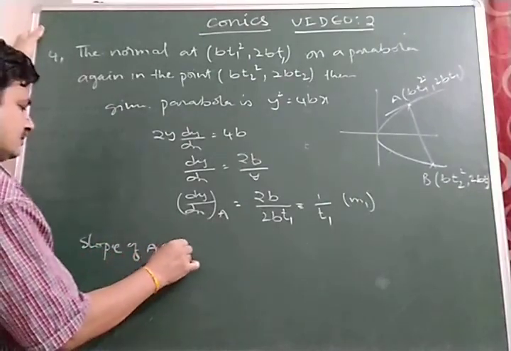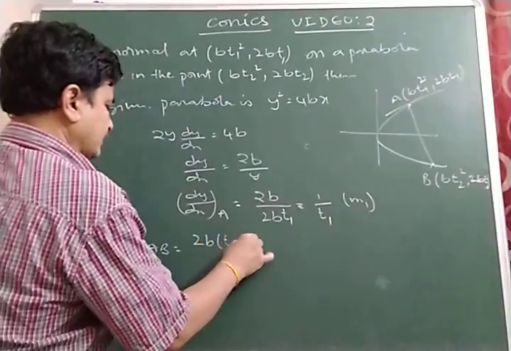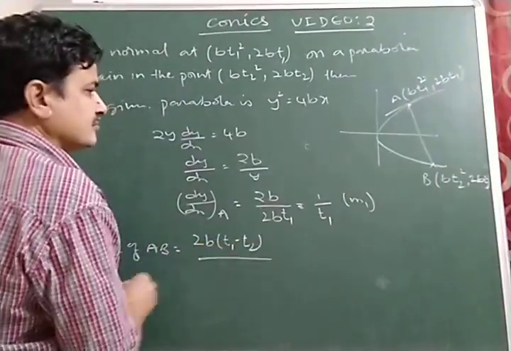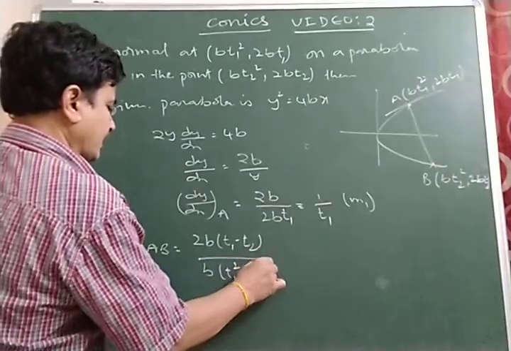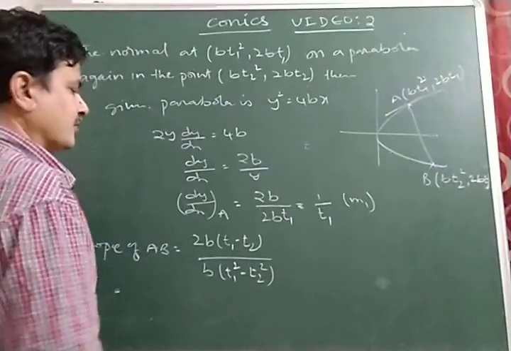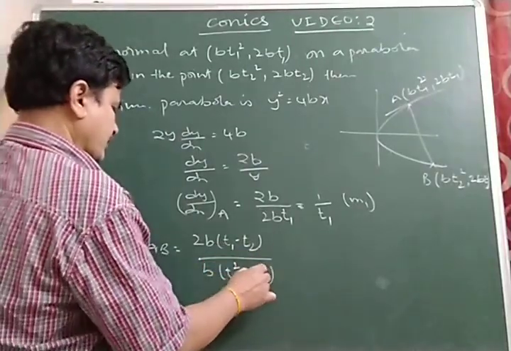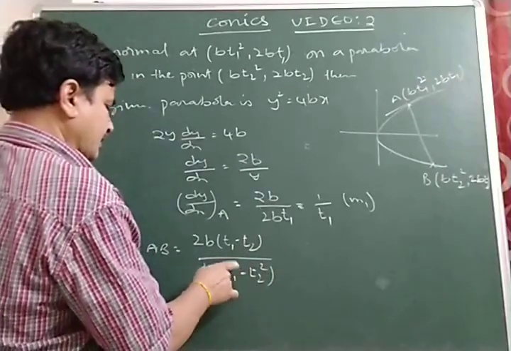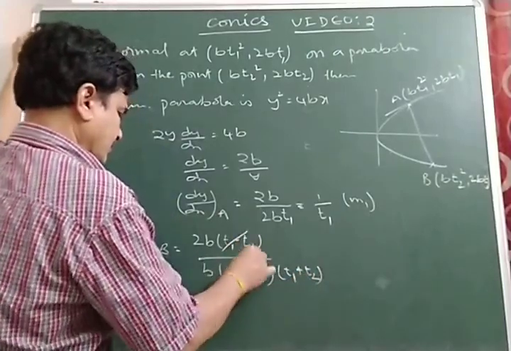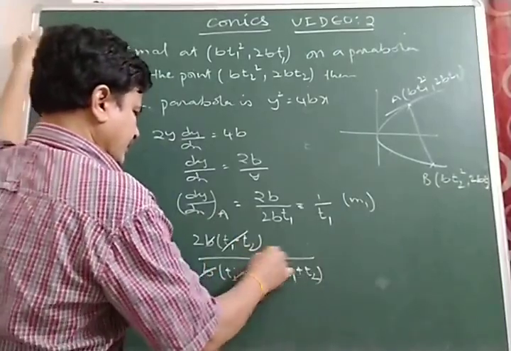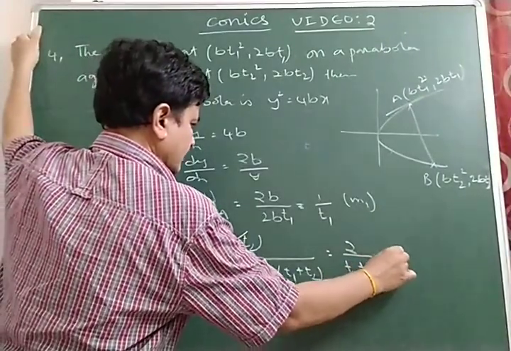AB is equal to 2b into t1 minus t2 by b into t1 square minus t2 square, that is t1 minus t2 into t1 plus t2. Both are cancelled, b and b cancel. Now that is 2 by t1 plus t2, that is m2.